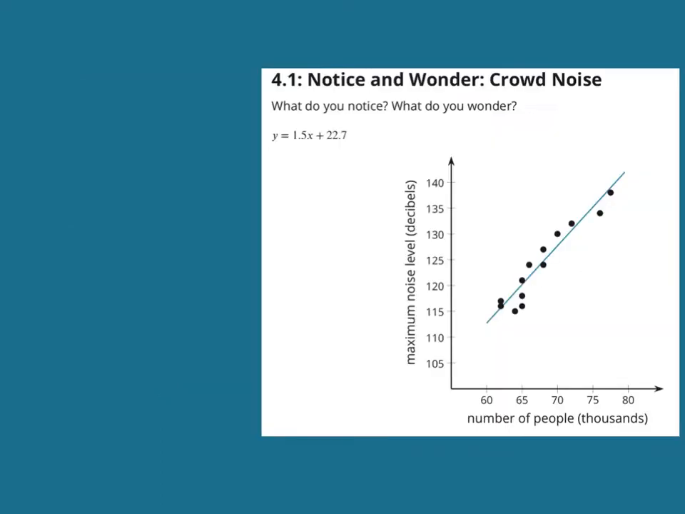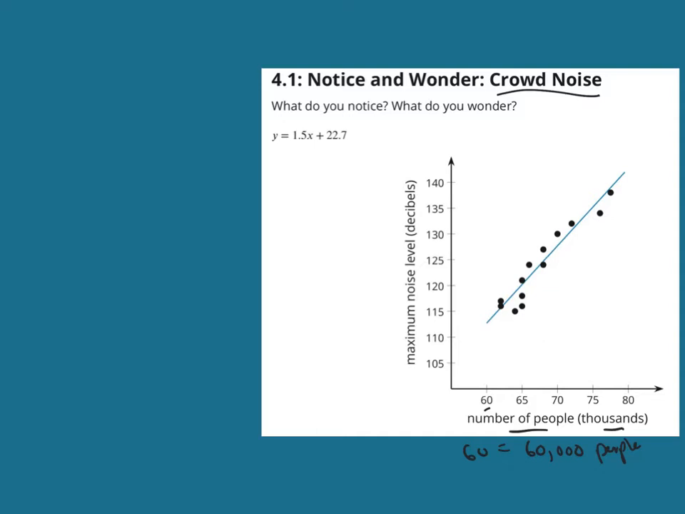Okay, so as we get started, we're going to start with a what do you notice, what do you wonder with respect to crowd noise. On our x-axis, we see the numbers 60 through 80. This is representing the number of people in thousands. So 60 is equivalent to 60,000 people. And on the y-axis, the maximum noise level in decibels.